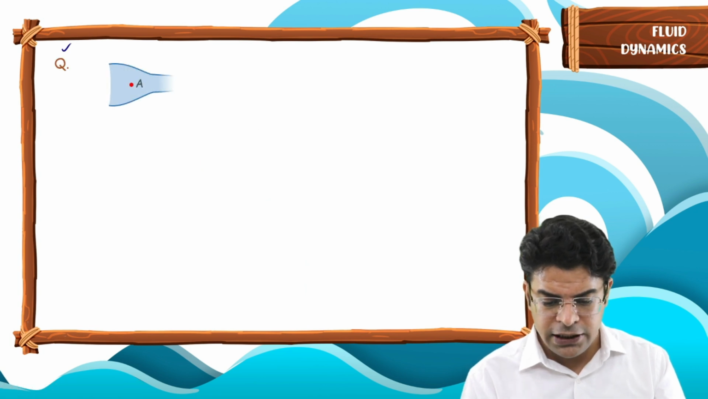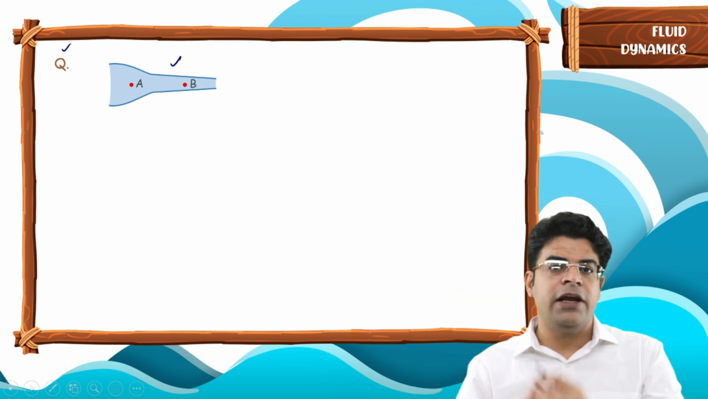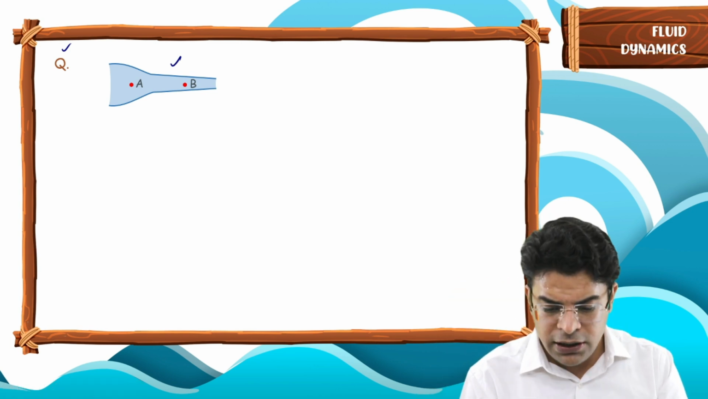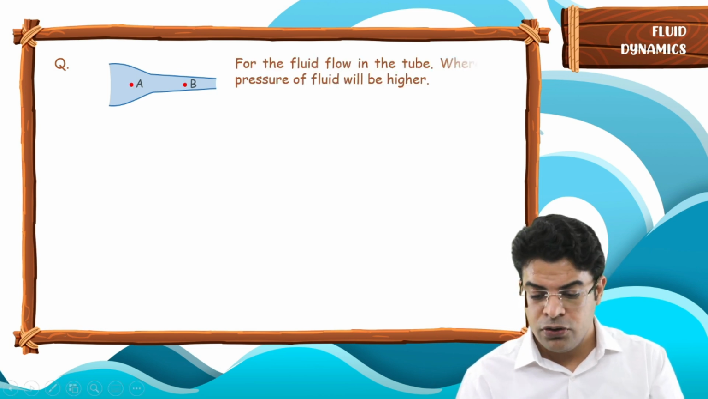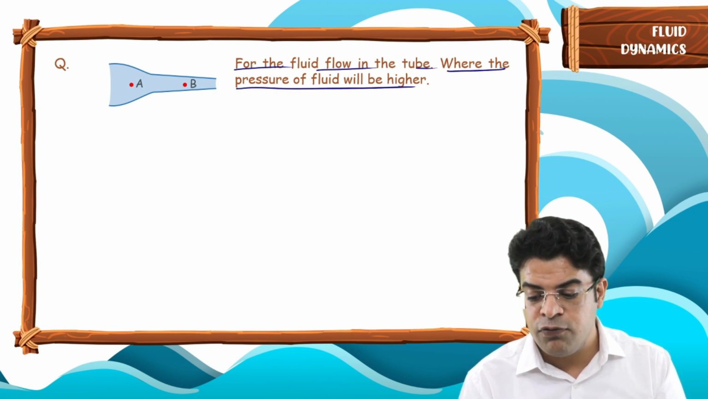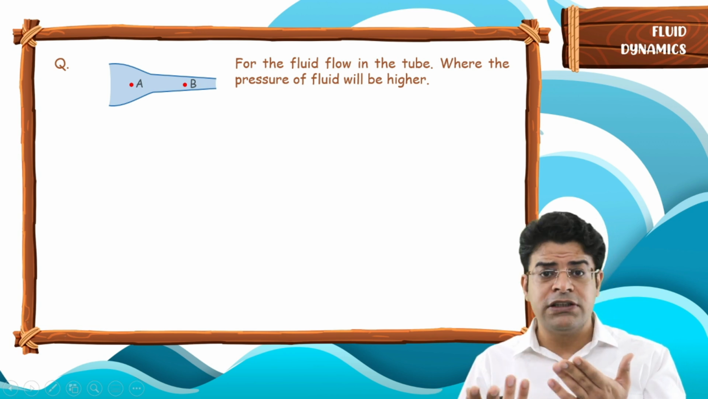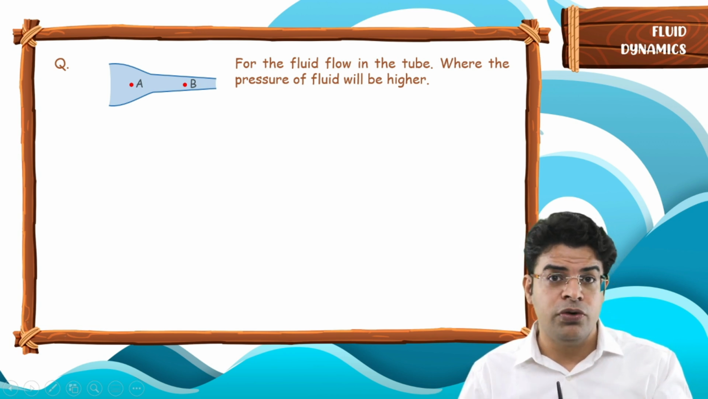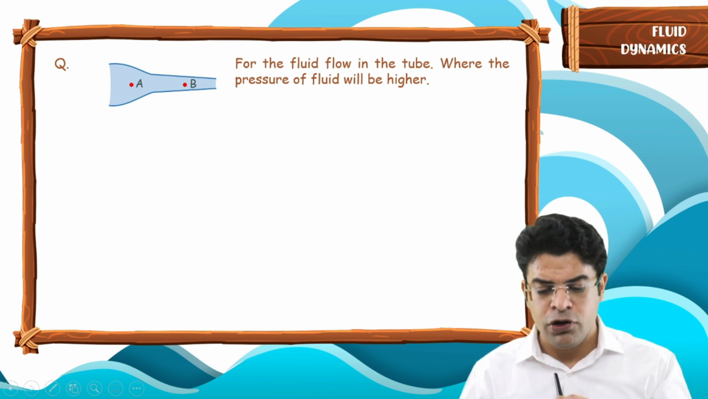So a question here. Question is, you have this pipe of variable cross-sectional area. There are two cross sections, one at point A, second at point B. Question is, if the fluid flows in the tube, where the pressure of the fluid will be higher. Given that this fluid is incompressible and non-viscous, that's the type of fluid we are talking about, where will the pressure of fluid be higher, at point A or at point B.